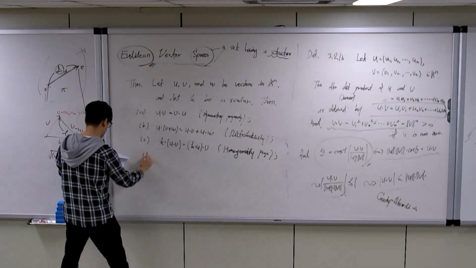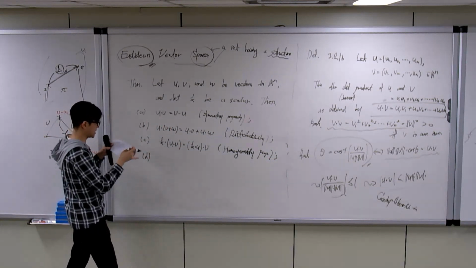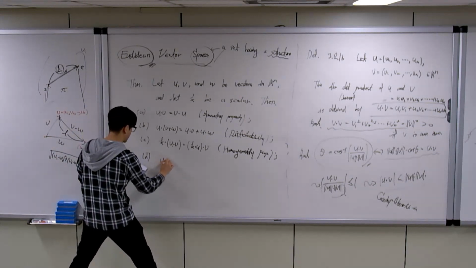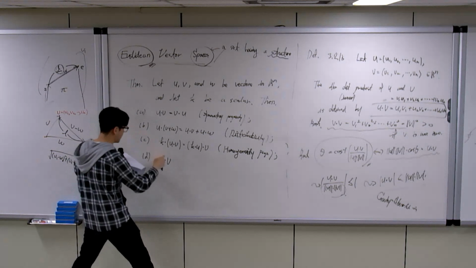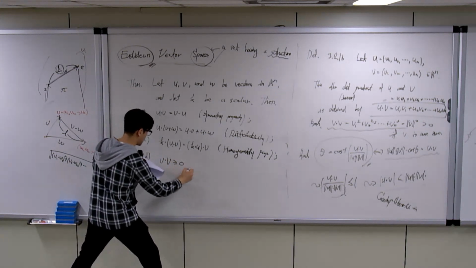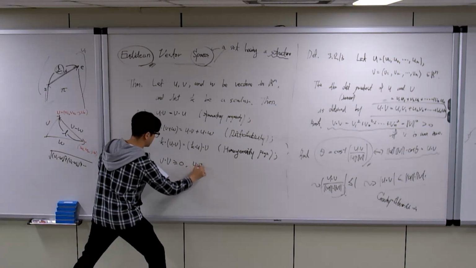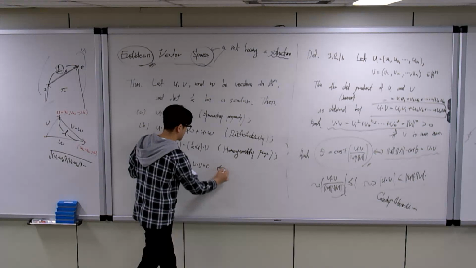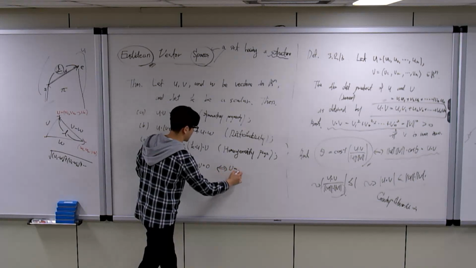And the last one is, we have seen that the inner product of a vector with itself is bigger than 0, and if it is 0, then the vector v is the zero vector.